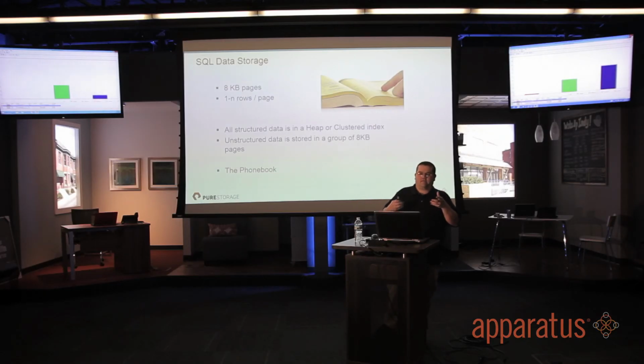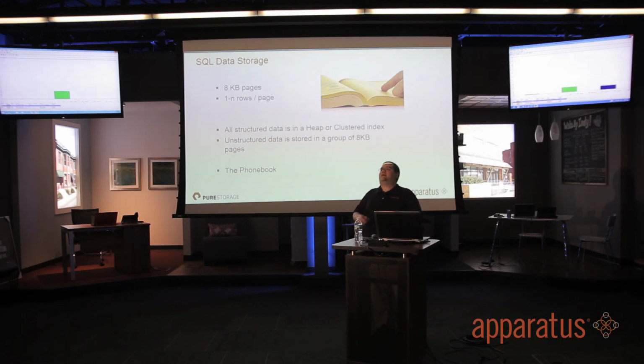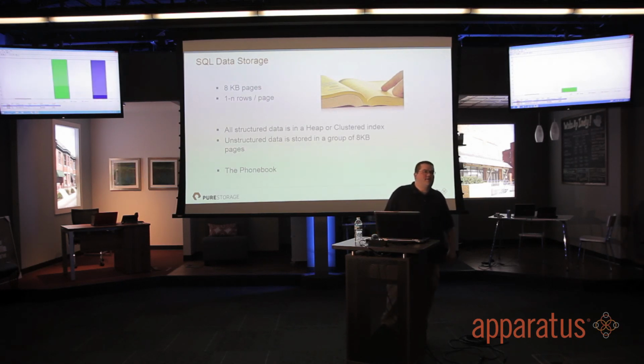Unstructured data is still stored in 8 kilobyte pages. You think of structured data, which are your data rows, your rows and columns. Unstructured data is stuff like images or large text or XML blobs, that big stuff that really is not row data. So if any of you are using SharePoint, when you think about where you store those files, those are stored in the database unless you're using some alternate method. Those are stored in groups of 8 kilobyte pages.